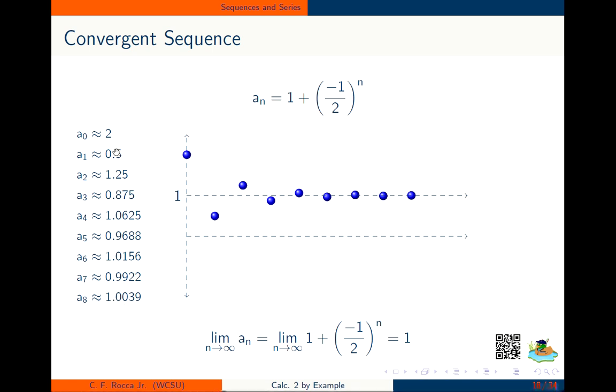And it's infinite, it goes on forever. It never actually reaches 1, but eventually it will get arbitrarily close to 1. And so that's why the limit is 1.